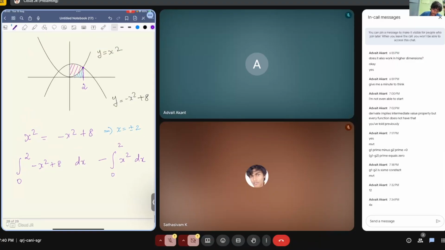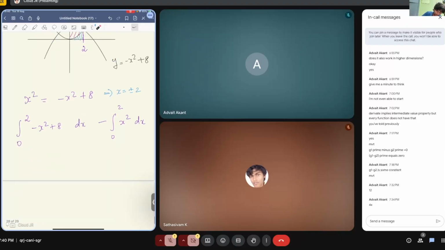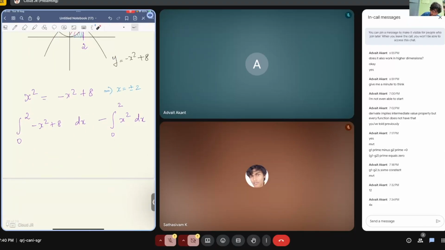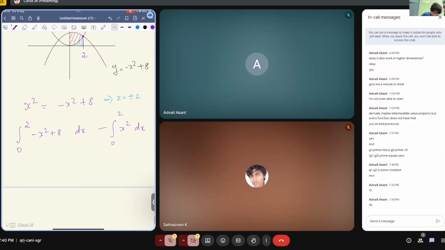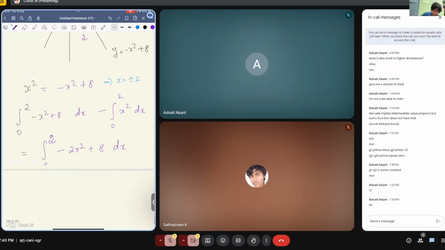If you have two curves, curve f and curve g, and you want to find the area, you find the integral of f of x dx. We have done in the class that the integral of a sum of functions f and g is the integral of f plus the integral of g. So this is equal to the integral from 0 to 2 of minus 2 x square plus 8 dx.